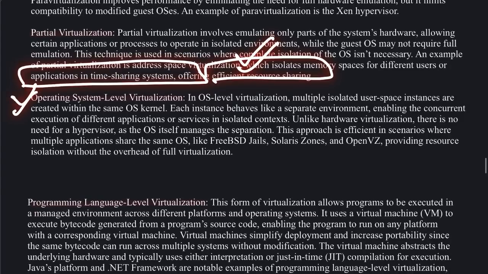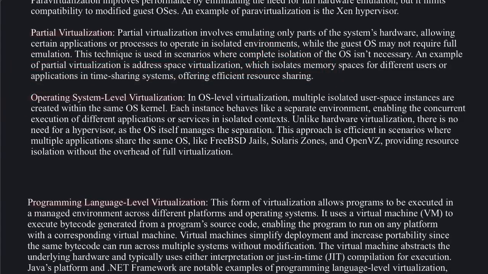Then we have operating system level virtualization. This is a separate topic. In OS level virtualization, multiple isolated user space instances are created within the same OS kernel. So here each instance will behave like a separate environment, thereby enabling concurrent execution of different applications or services within the isolated context.